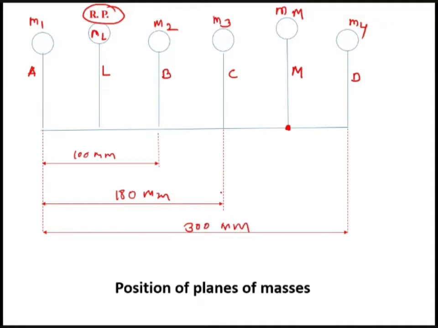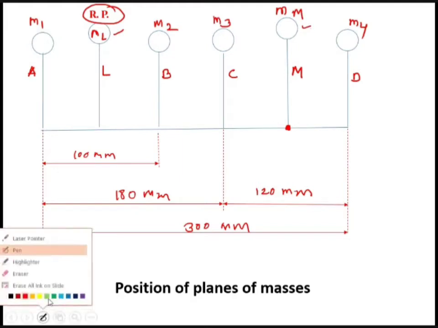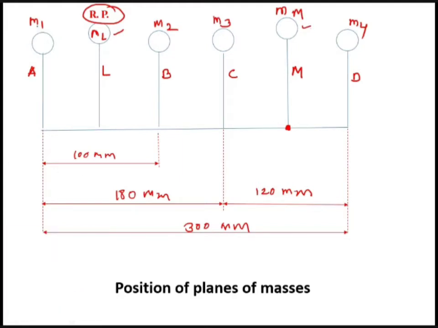Now once these distances are given, you can compute the remaining distances. If this distance is 180 mm and the total is 300, obviously this distance will be 120 mm. Now they are saying that the balancing masses ML and MM are located midway between the masses M1 and M2, and M3 and M4. So what will be this distance? This distance will be 50 mm, and this will be 50 mm.